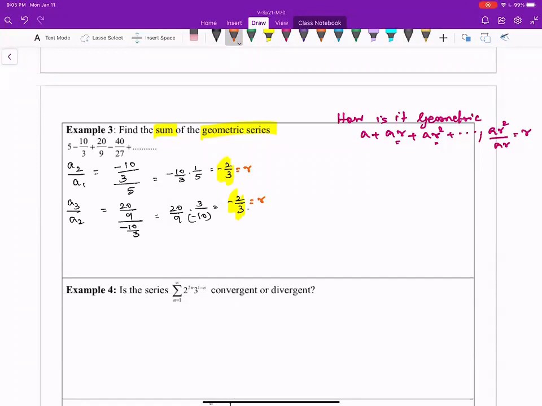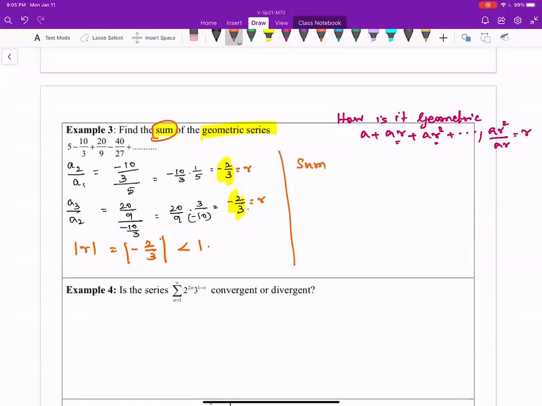Once you know that, because the question is the sum, you use the formula a divided by 1 minus r, provided the common ratio is less than 1. So what is the common ratio that we found? Negative 2/3, and if you take the absolute value of it, it's surely less than 1. So the common ratio is less than 1.